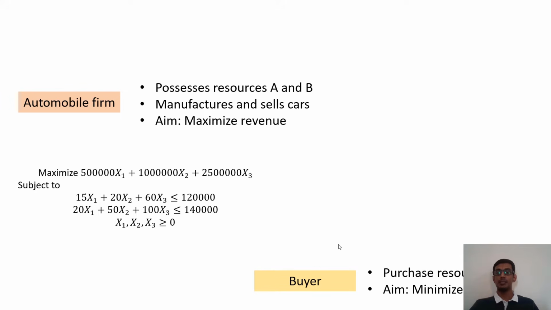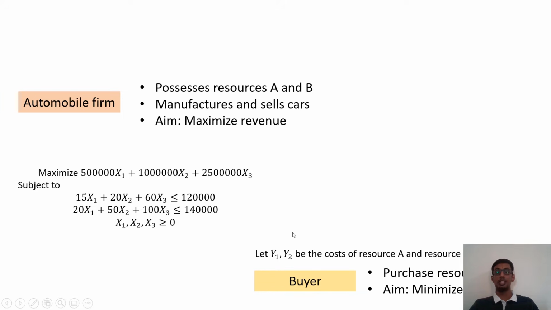For that, we are looking at two variables, y1 and y2. So y1 is the cost of resource A to the buyer, and y2 is the cost of resource B to the buyer. So you are having this problem at hand as an automobile firm.